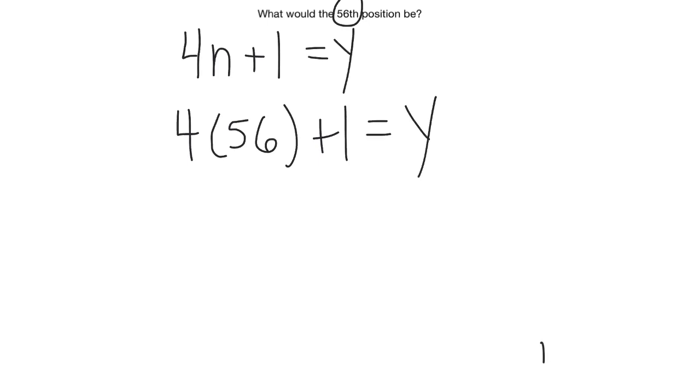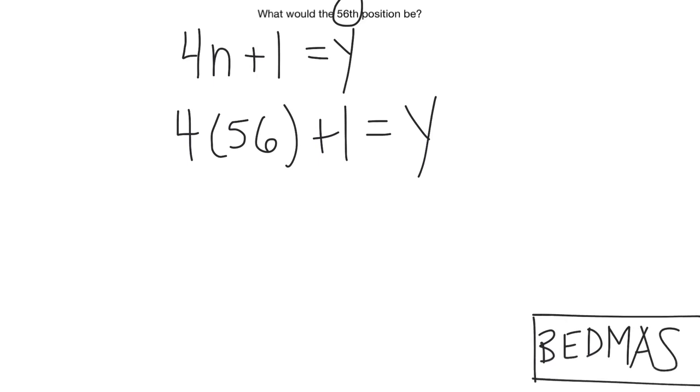Okay, so if we remember back to BEDMAS, we remember that the first thing we have to do, there's no brackets, really. This could be just a multiplication sign in there. There's no exponents, there's no division, but there is multiplication, and it comes before the addition. So what we're going to do is we're going to do our multiplication first.